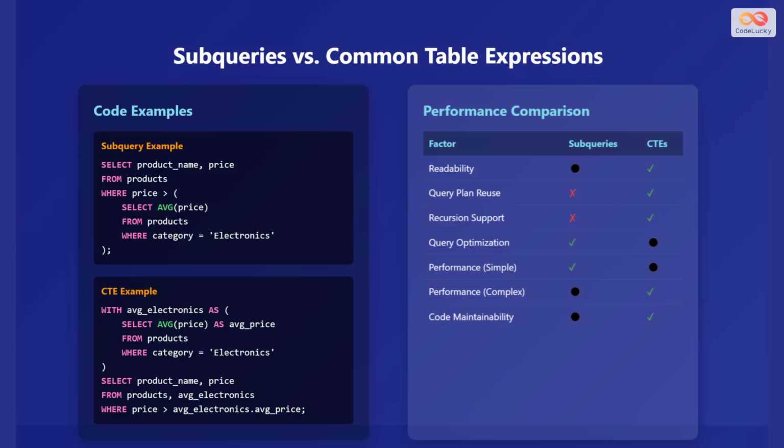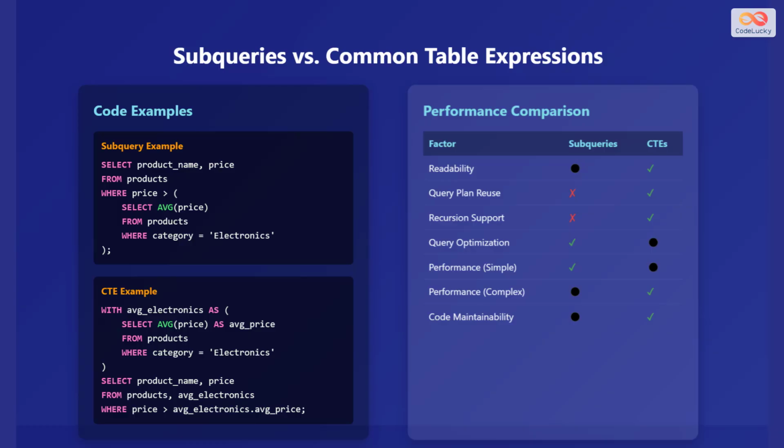With average electronics AS open parenthesis, select average of price AS average price from products where category equals electronics close parenthesis. Select product name, price from products, average electronics where price is greater than average electronics.average price. Here's a performance comparison between the two.